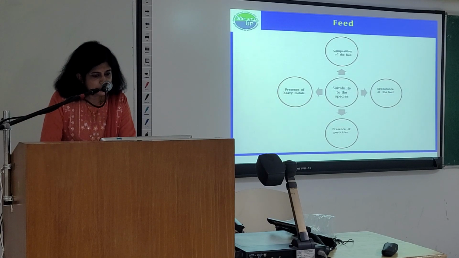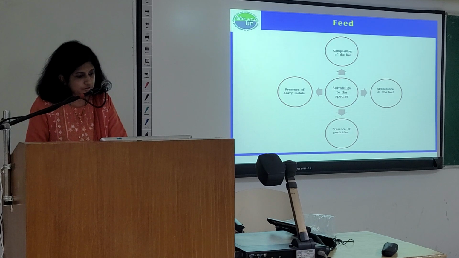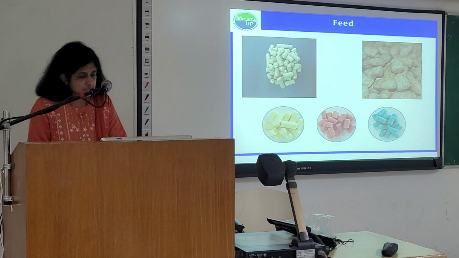The suitability of feed to the species depends on the composition of the feed. It differs from species to species. Check the appearance of the feed, presence of pesticides, and presence of heavy metals. These are different types of pelleted feed for lab animals.